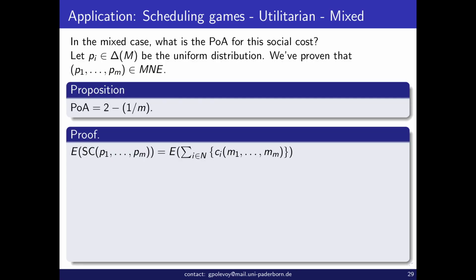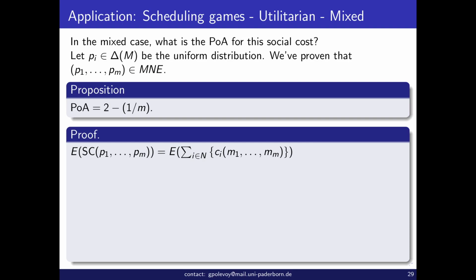Now, does the price of anarchy grow here too when we go to mixed? It does, but it grows differently than it did for the egalitarian cost. And let us exactly prove how it grows. I think it's a nice proof. It's a very simple but useful technique.